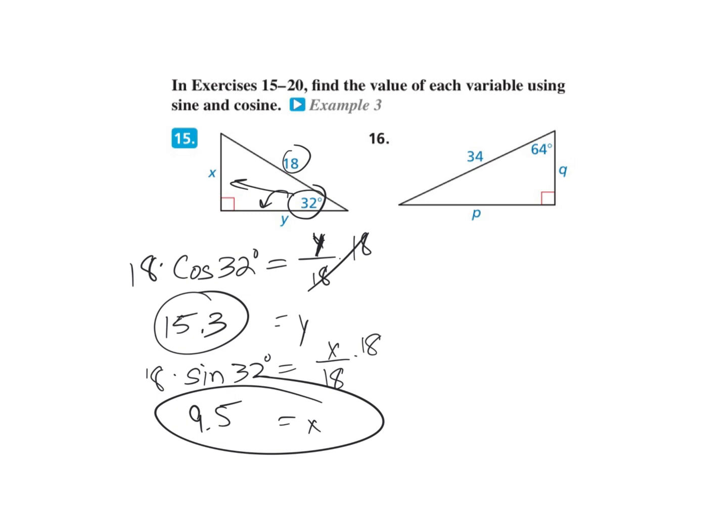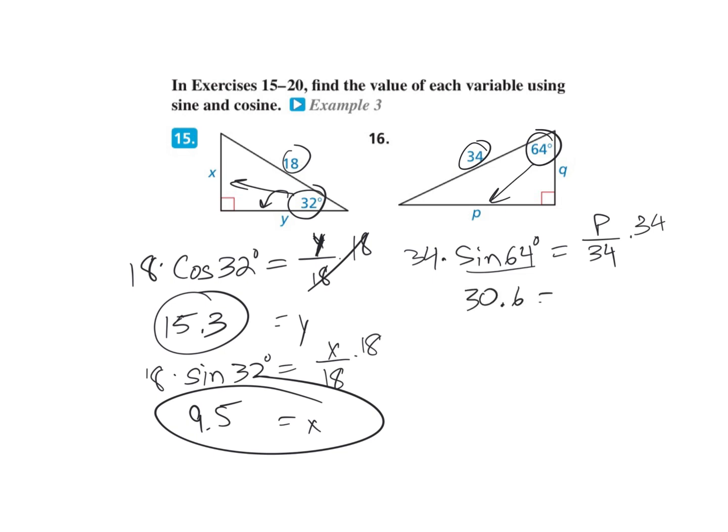Number 16, we're at this corner, and let's just go ahead and do the opposite leg over the hypotenuse. So the sine of 64 degrees is equal to the opposite leg over the hypotenuse. Again, to get p by itself, we multiply by 34. Take your calculator and do the sine of 64 first, and then you can multiply that long number times 34, so you don't have to write it down. That gives you 30.6 for p.